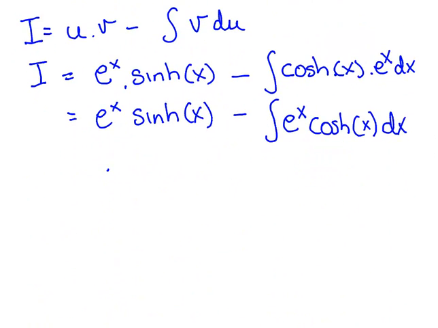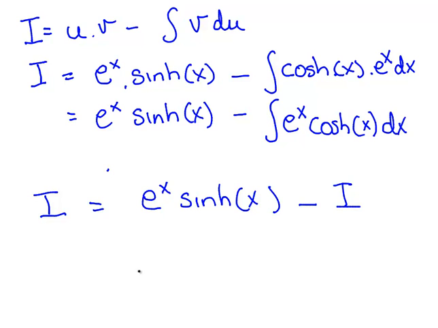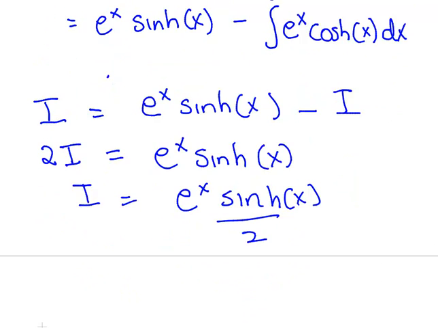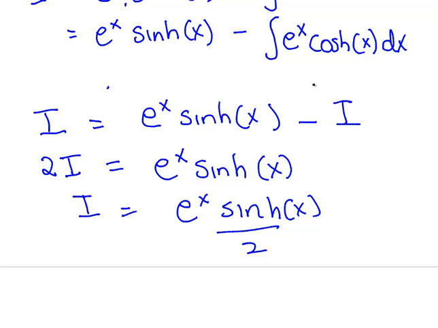So, what's this about? So let's just write this out. I equals e to the x sinh of x. What do we do? Well, it's minus I. And I'm thinking, we might be onto something here. We got I equals such and such minus I. So, let's just add I to both sides: 2I equals e to the x sinh of x. And divide that by 2: e to the x sinh of x over 2. That actually works. So, this is a sort of trick to this one.